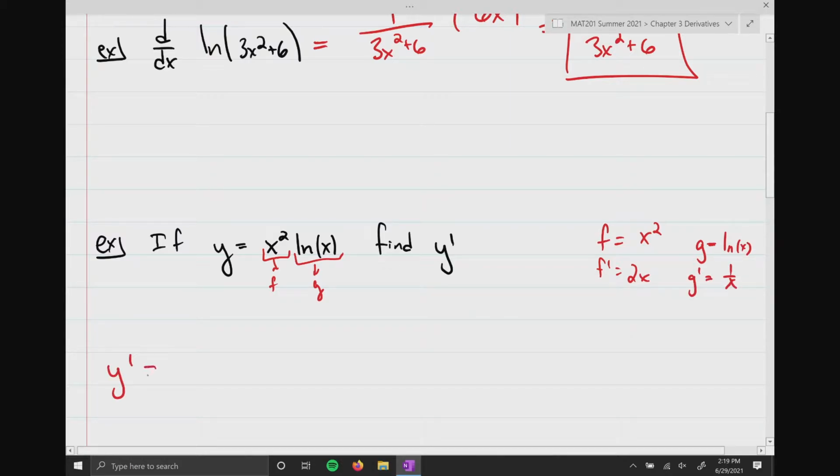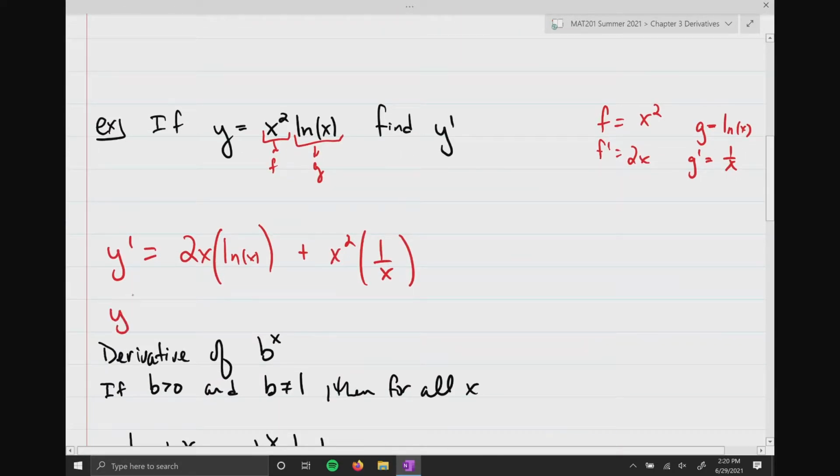So y prime is going to equal f prime g, so that's going to be 2x times g, which is the natural log of x, plus f times the derivative of g, which is 1 over x. And if you wanted to, you can clean this up a little bit just by saying 2x ln of x plus x, because x squared times 1 over x simplifies down into just x.